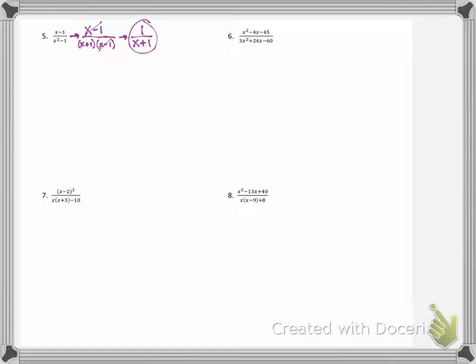Alrighty, number 6. Looks like we got a couple of trinomials here. So up top, I got x squared minus 4x minus 45. There is no GCF, so I'm going to bypass that step. And we're going to multiply to c and add to b. So the two numbers that multiply to negative 45 and add to negative 4 are positive 5 and negative 9.